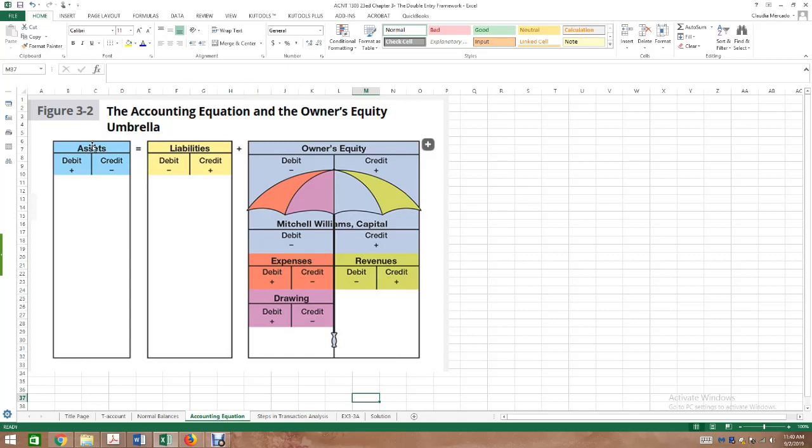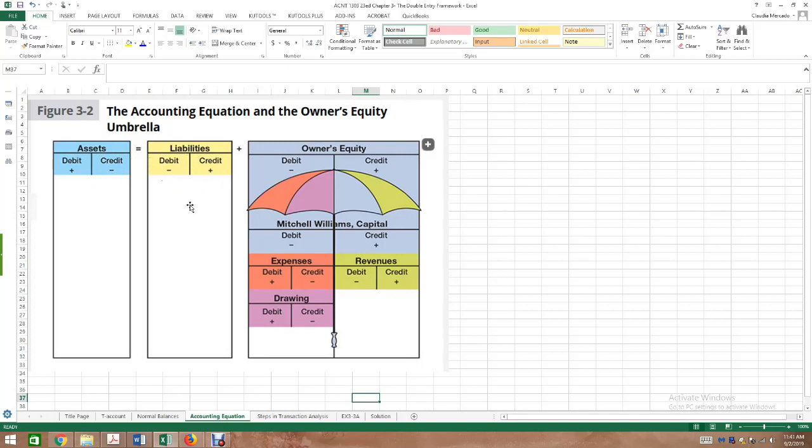So assets. If your assets are increasing, you debit. If your assets are decreasing, you credit. Liabilities. If your liabilities are increasing, you credit. If your liabilities are decreasing, you debit.